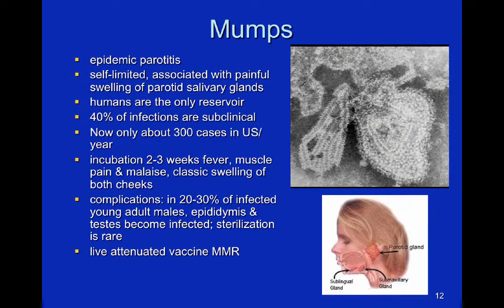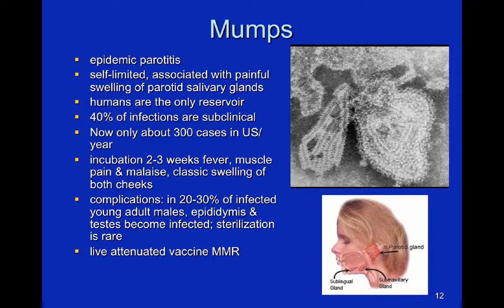Now, with regards to mumps, this is also known as epidemic parotitis or infection of the parotid gland. So this would be the salivary glands. And humans are the only reservoir. There's actually now only about 300 cases in the US per year, thanks to the advent of the MMR vaccine. So this is a live attenuated vaccine that has protection against measles, mumps, and rubella.